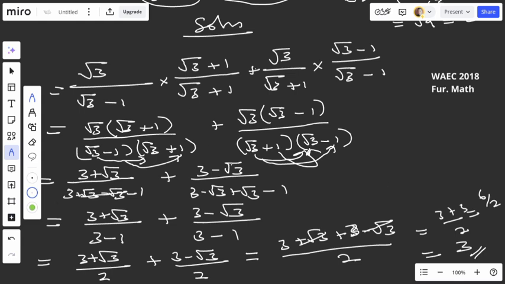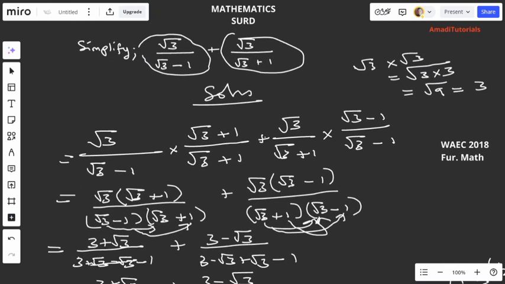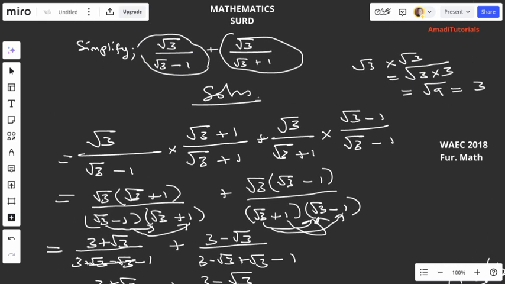So the answer to that short simplification, that short expression, is 3. The answer to evaluating this is 3.